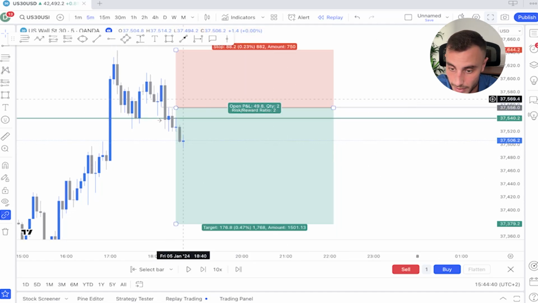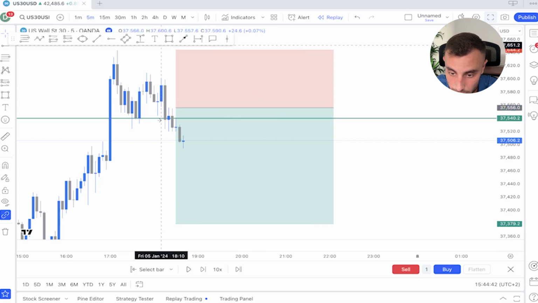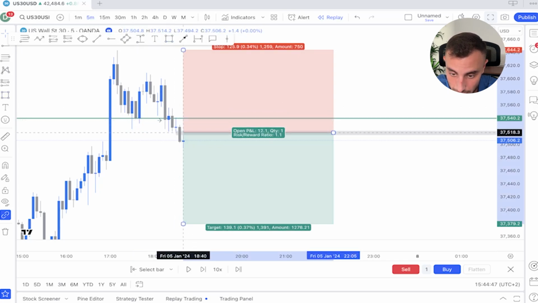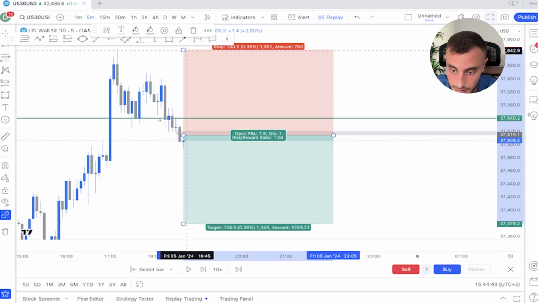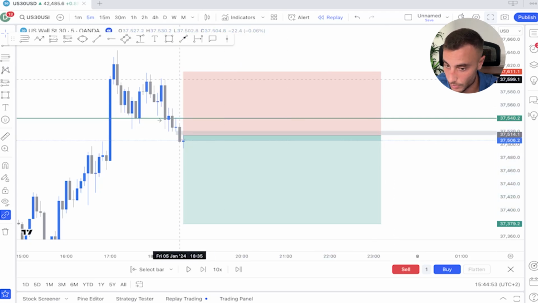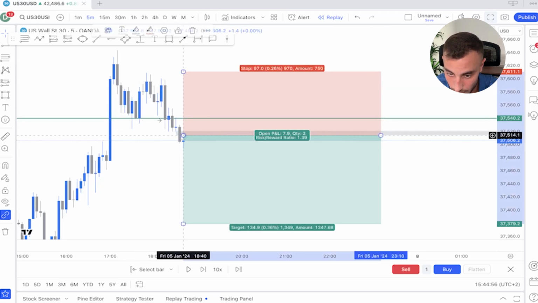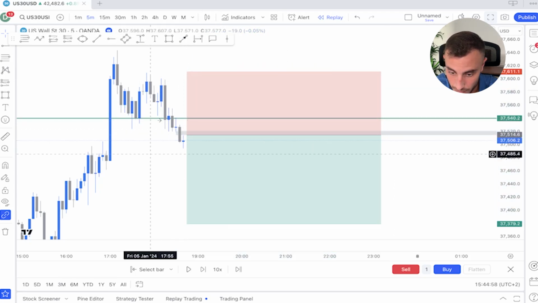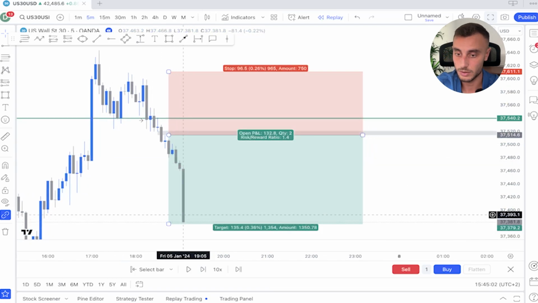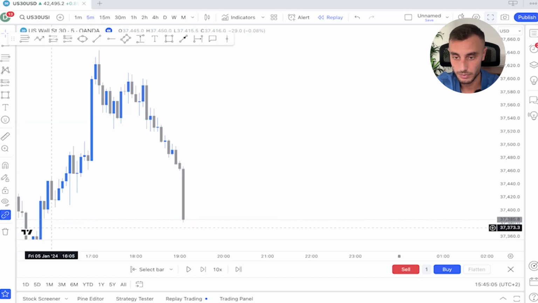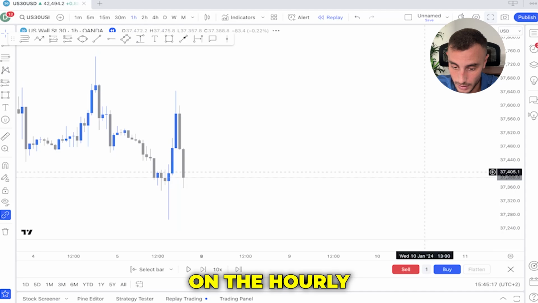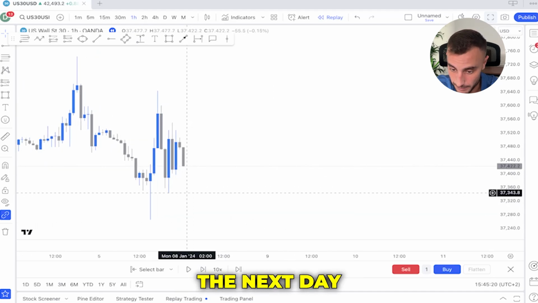So now that we have a second gap, we will adjust our entry to the second gap, have this entry right here. And in this case, I would place the stop loss right here. I wouldn't place it above the high because we created a high here as well. Okay, so let's see firstly if the setup gets triggered. And no, it looks like it ran away without us, which is perfectly fine. Nothing to be worried about. Now let's go back on the hourly and move on to the next day.